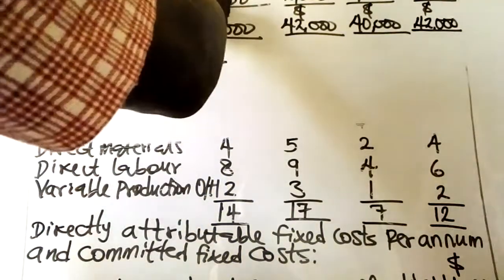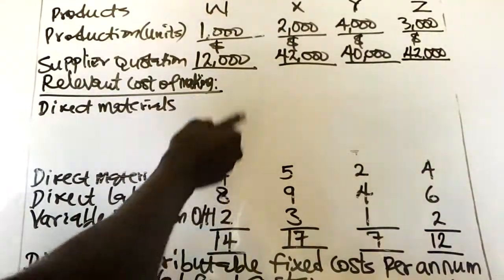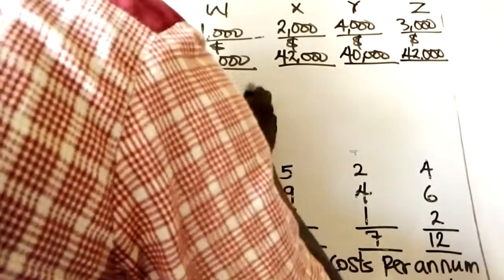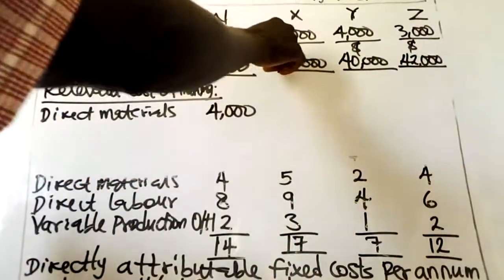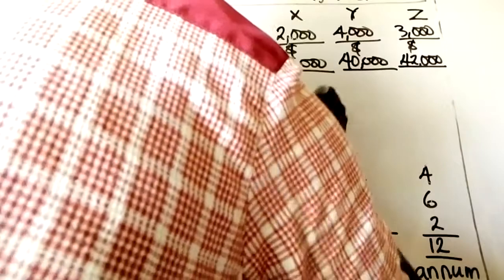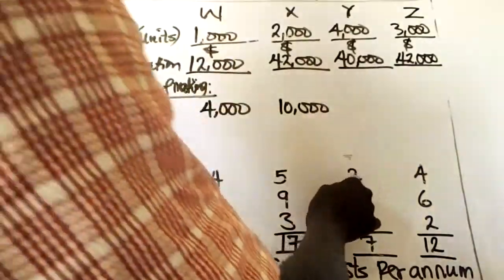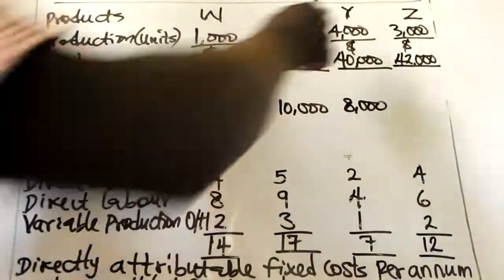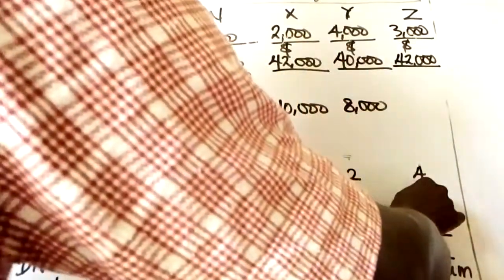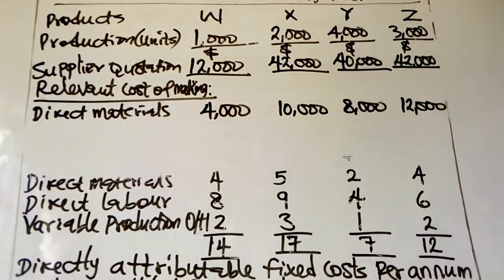Now the number of units of W is 1,000. 1,000 times $4 will be 4,000. Then 2,000 times 5 will be $10,000. Then 4,000 units times $2 will be $8,000. 3,000 units times $4 will be $12,000. That is for direct materials.